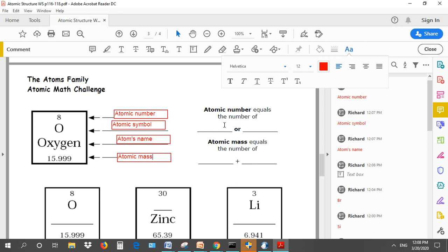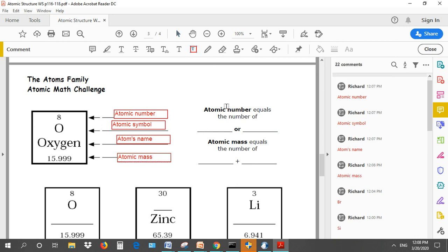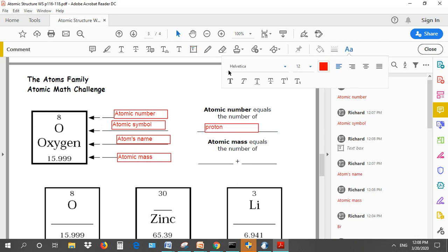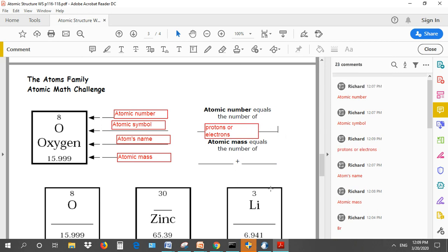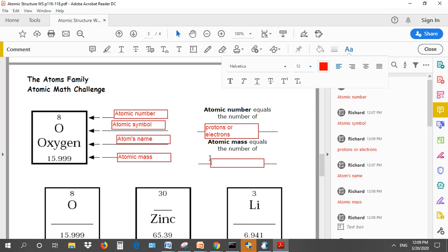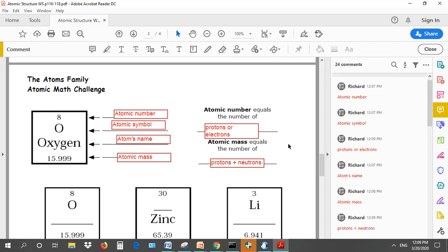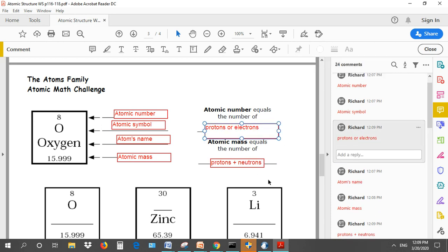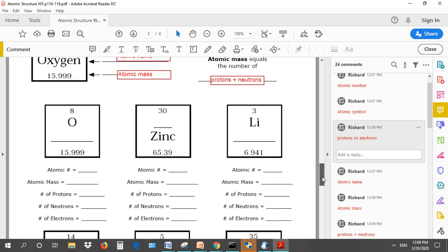Okay, and then we understand that atomic number equals the number of protons, and the number of protons is the same as the number of electrons. So the atomic number equals the number of protons and the number of electrons. Then atomic mass equals the number of protons plus neutrons. Atomic mass is the sum of the number of protons and number of neutrons. Okay. Then let's use the periodic table to answer the next questions.